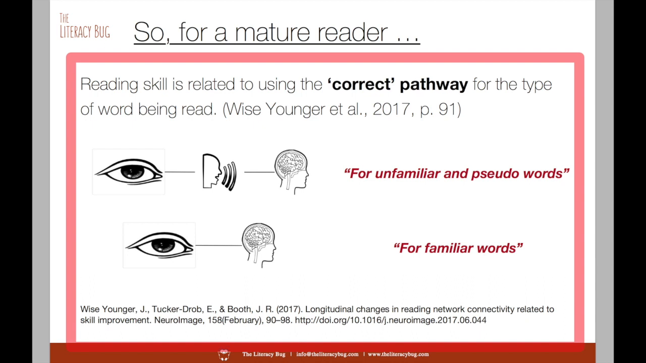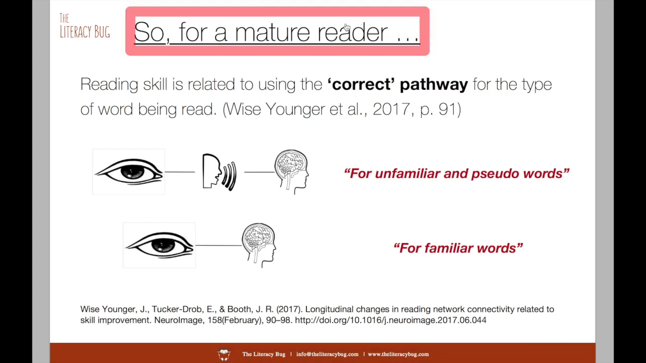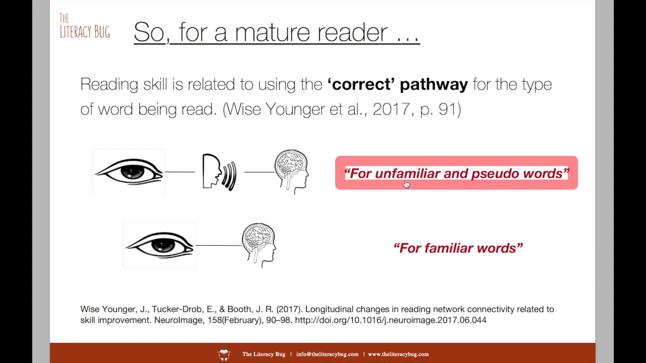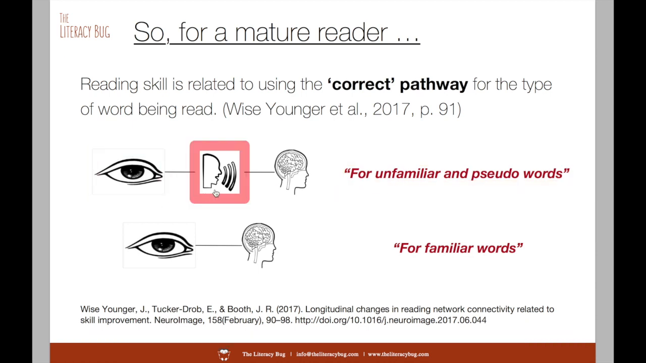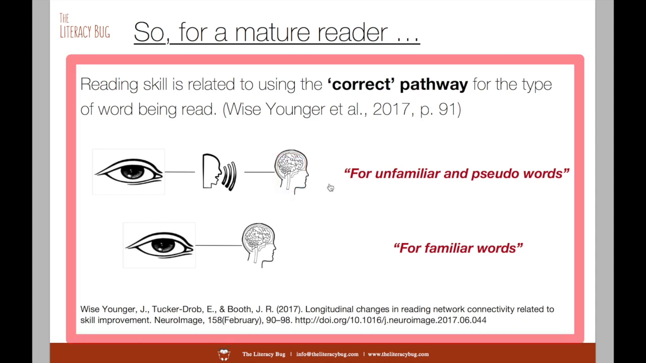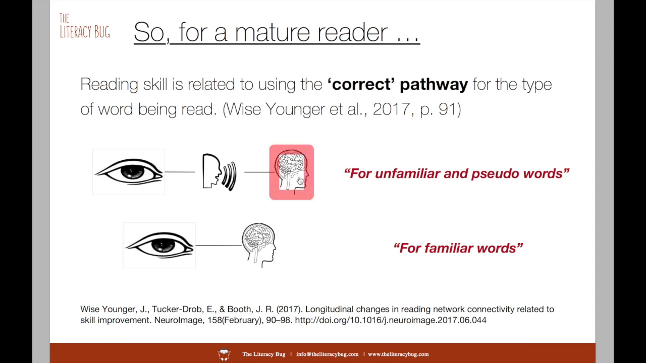So reading skill is related to using the correct pathway for the word being read for the mature reader. Key point here for that mature reader. For unfamiliar words, we all still need to see it, sound it out, and check in our brains whether we know that word, or if we don't, checking another resource.